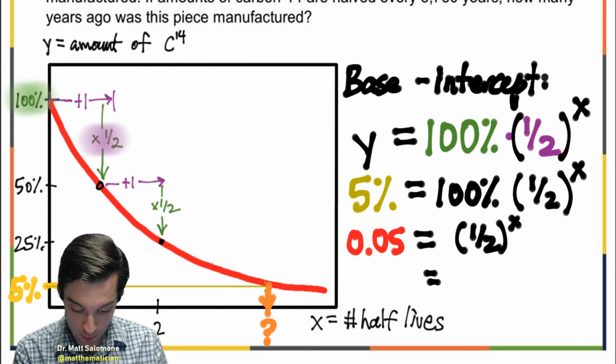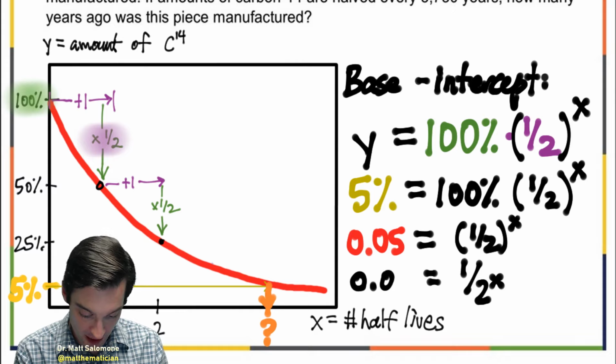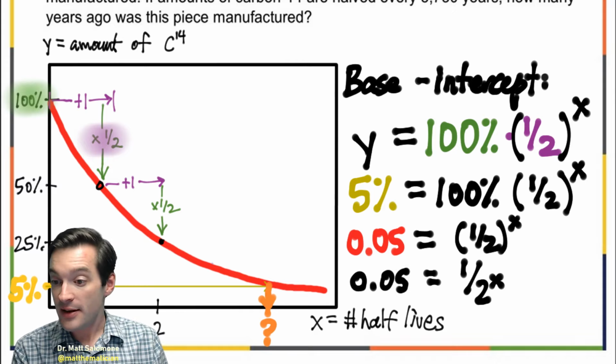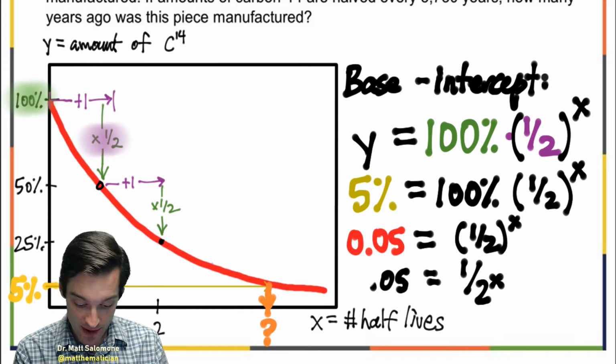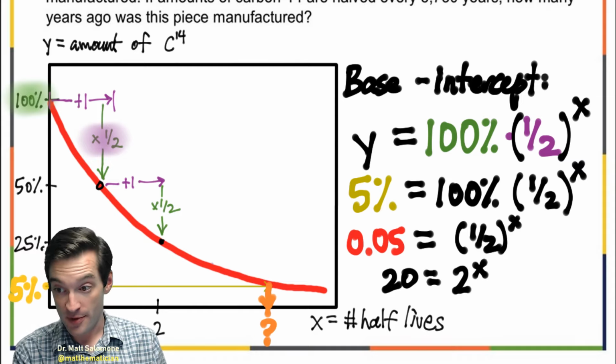But what it gave me was 1 to the x over 2 to the x, and then I had 0.05 on the right-hand side. Then essentially what I did is I took the reciprocal of both sides, which turned 0.05 into 20, and it turned 1 over 2 to the x into 1 over 1 over 2 to the x, otherwise known as 2 to the power x.